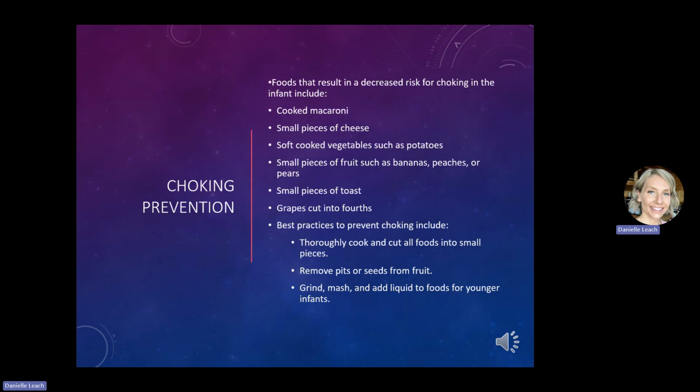Again, babies don't have very many teeth, if any at all, and they can't chew them up themselves, so we need to make them small. If we're feeding them any kind of fruit that has pits or seeds, make sure that we're removing that. And we can add liquid to some more solid foods, such as breast milk or formula, to make it more of a puree.